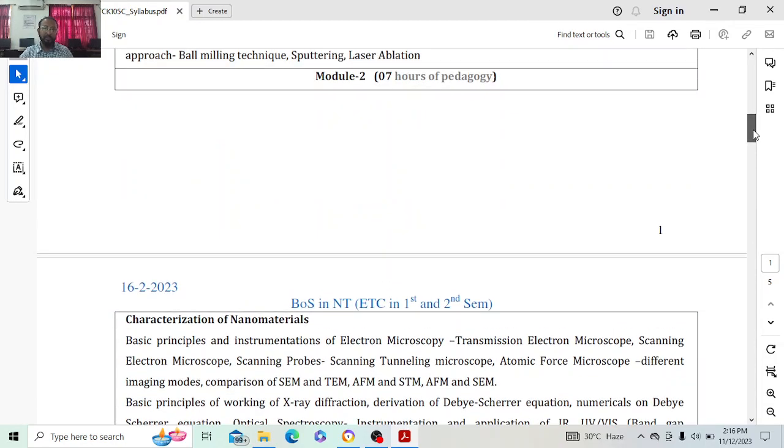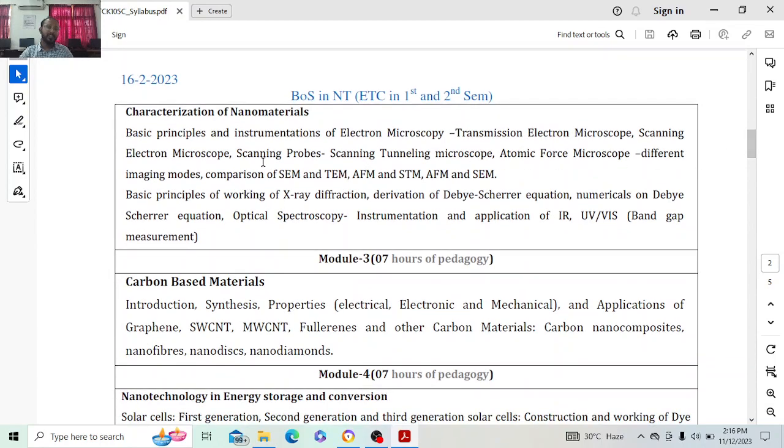In module 2 we will be discussing the characterization of nanomaterials, like I told you, the electron microscope: basic principles and instrumentation of the electron microscope. Like TEM, the transmission electron microscope, SEM, the scanning electron microscope, scanning probes, the scanning tunneling microscope, the atomic force microscope, different imaging modes, and comparison of SEM, TEM, AFM, STM, all these things.